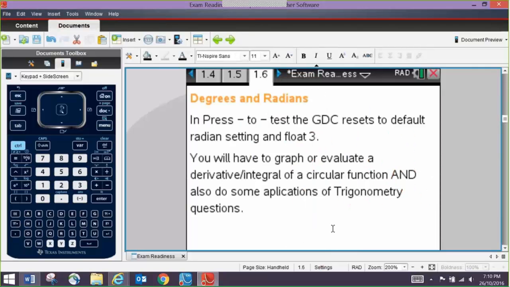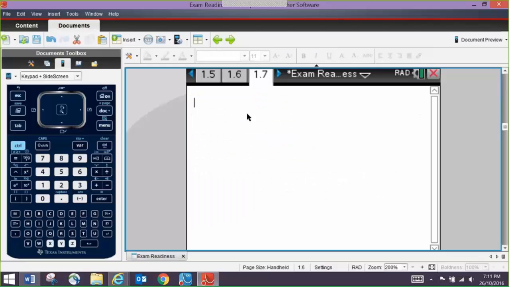Right, so in press to test, the GDC defaults to radian setting and float 3, so changing those will make a difference to actually having that ready to go. And of course, for standard level and high level, they do need to be in radian mode, but there is always a question in standard level, which is an applications of trigonometry. So we're in radian mode, and in 4.2 and 4.3 you'll see that listed up in the top right-hand corner there. But what we can do is still do calculations in degrees while we're in radian mode.